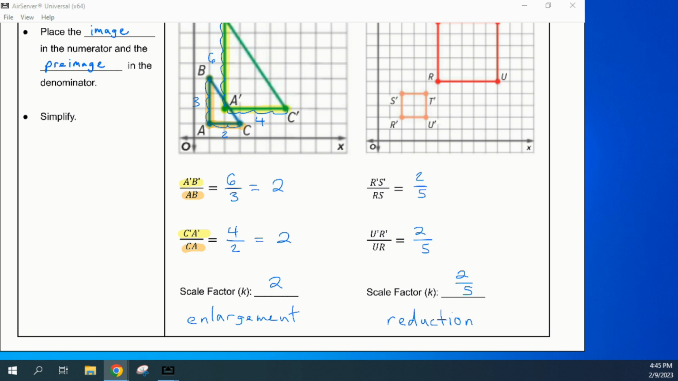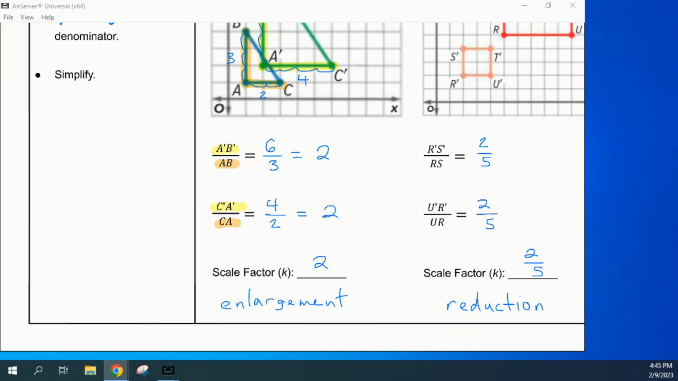So I want to say this before we go to the back and actually use these scale factors. When k is greater than 1, you have an enlargement. Remember, k is our scale factor. If k is less than 1, but it has to be greater than 0, because you can't have a negative scale factor for our purposes here, so it has to be between 0 and 1, that's going to be a reduction. So just something to be aware of. That's how we identify scale factors. Okay, enough about that. Let's use them.